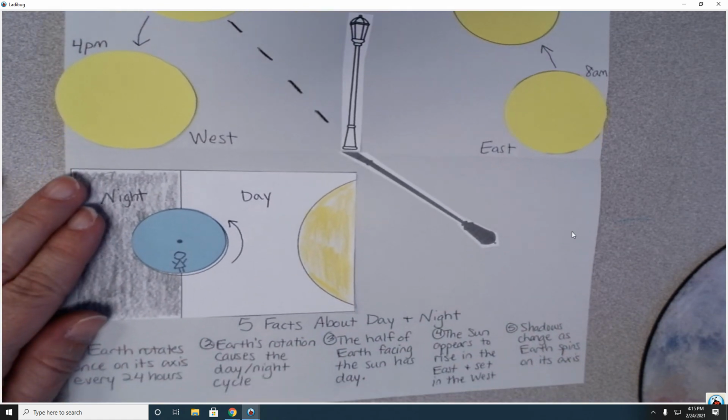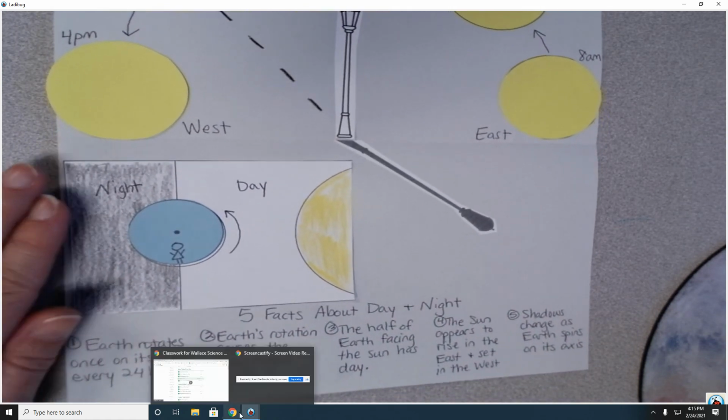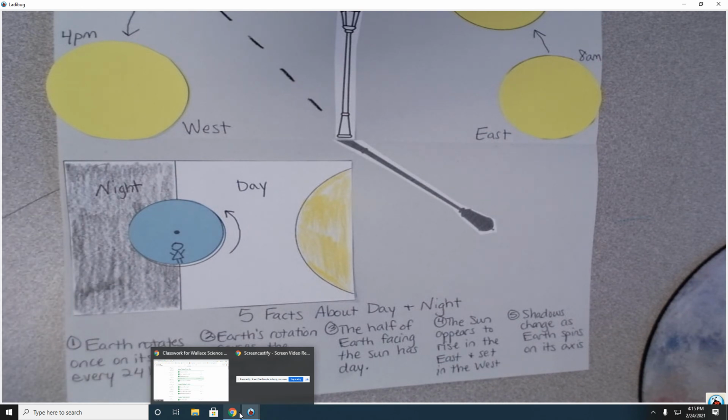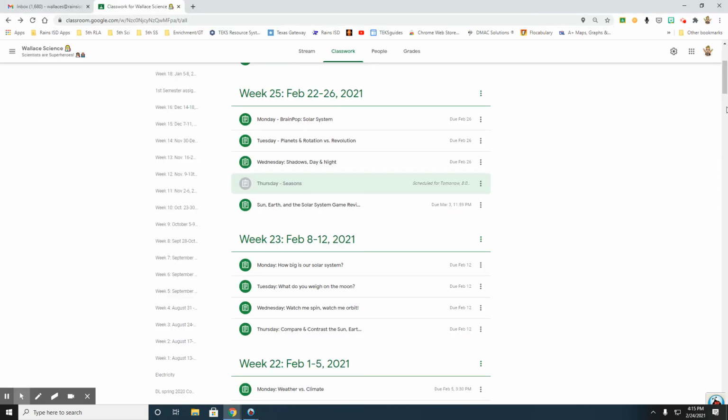So I hope this helps a little bit to get a better understanding about Earth's rotation and the day-night cycle. Please let me know if you have any questions.